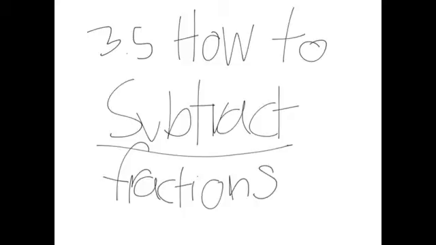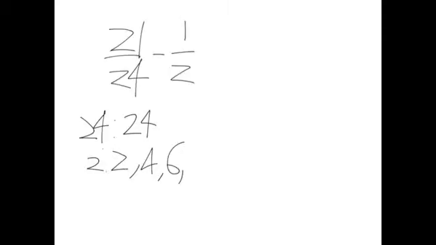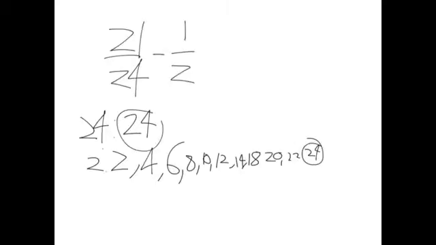How to subtract fractions. First, we're going to find our least common denominator. So 24, we'll go to 24, and for 2, we'll go 2, 4, 6, 8, 10, 12, 14, 18, 20, 22, 24. So our least common denominator is 24. So we're going to do 21.